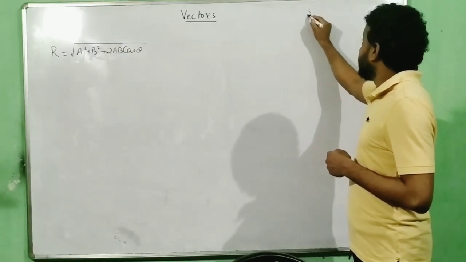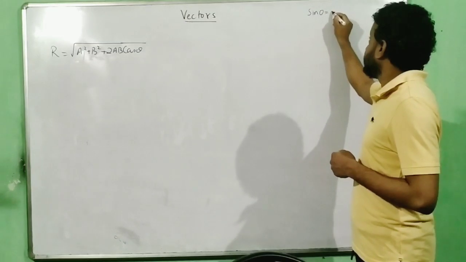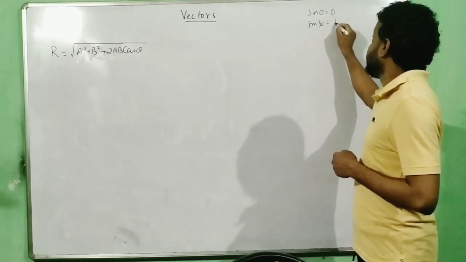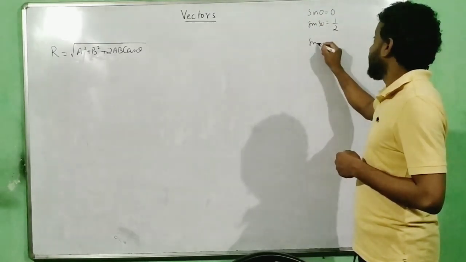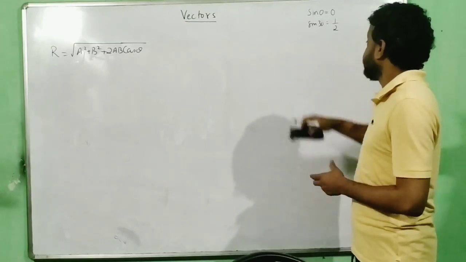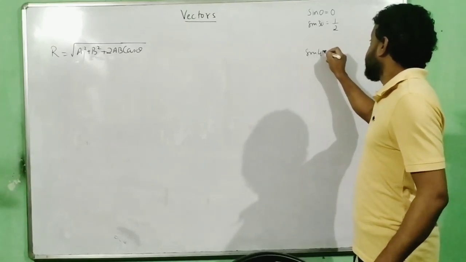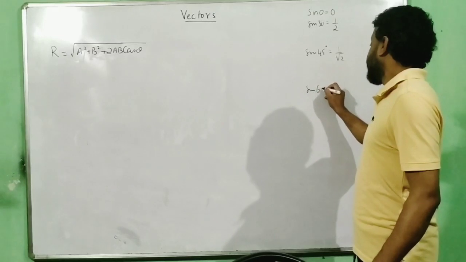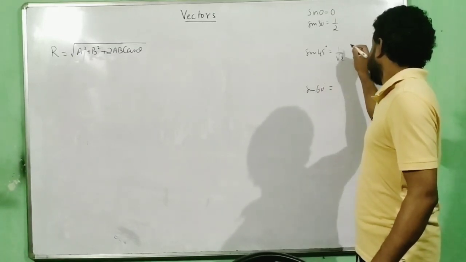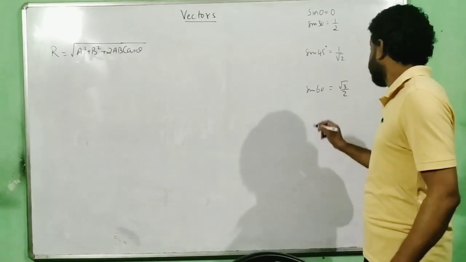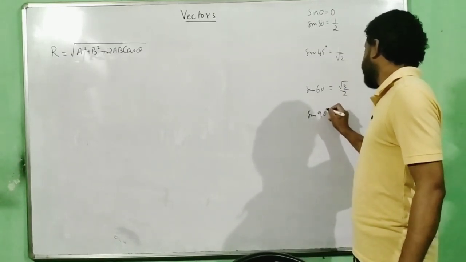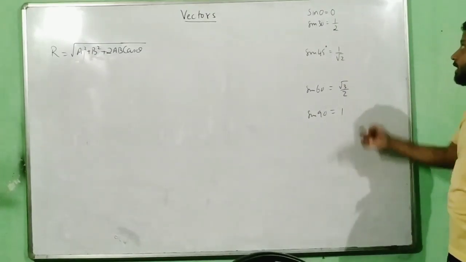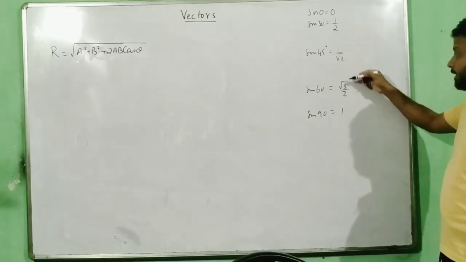You are aware of the fact that sine 0 is 0, sine 30 degree is 1 by 2, sine 45 degree is 1 by root 2, sine 60 degree is root 3 by 2, and sine 90 degree is 1. You can see that the value of the sine function increases as the value of theta increases. From 0 it goes to 0.5 and then increases and becomes 1.